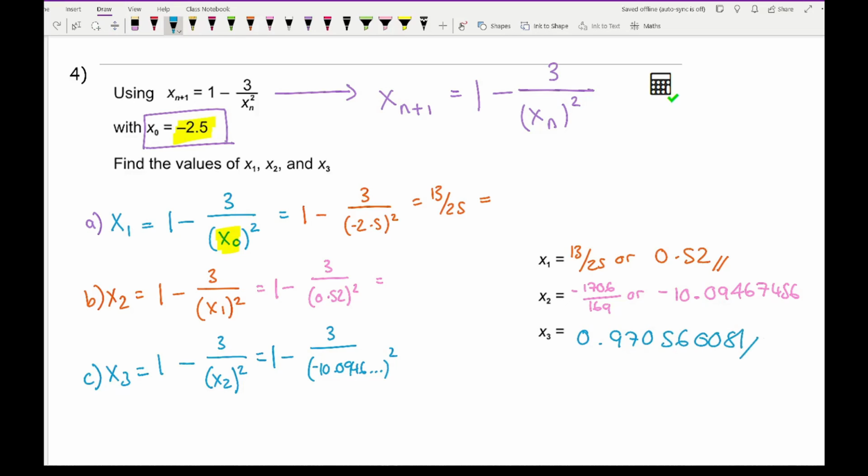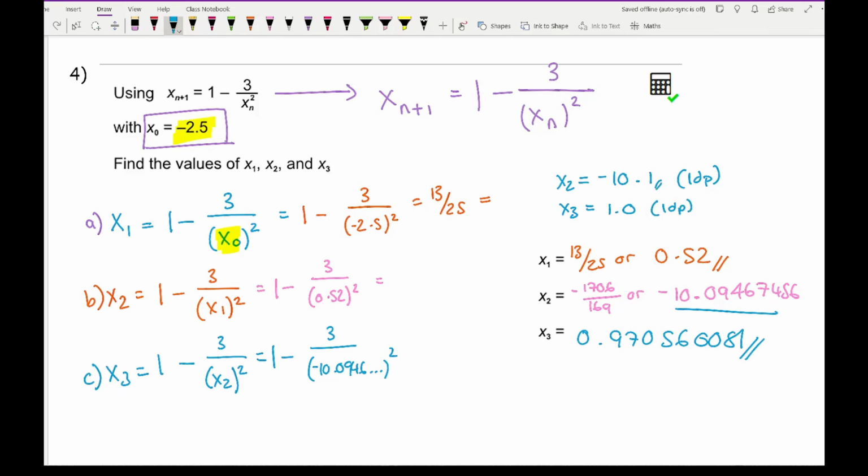in which I get 0.970560081. Now I could have rounded any of those decimal numbers, because the question doesn't tell me what to give my answers to. So if you want to round it, you can, just always make sure you state what you've rounded it to. So for example, I could have written x2 equals minus 10.1, that's to 1 decimal place, and x3 would be 1.0 to 1 decimal place.